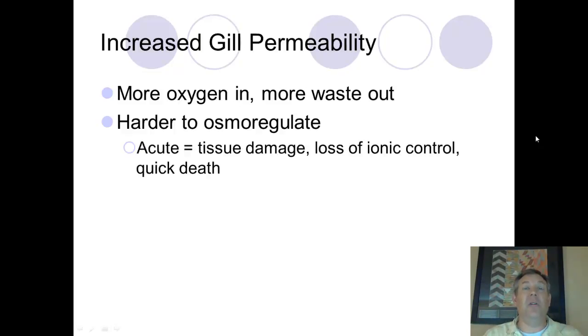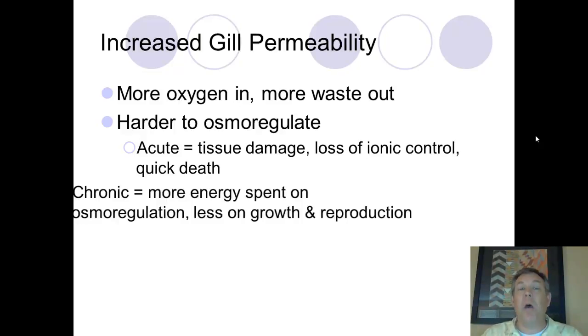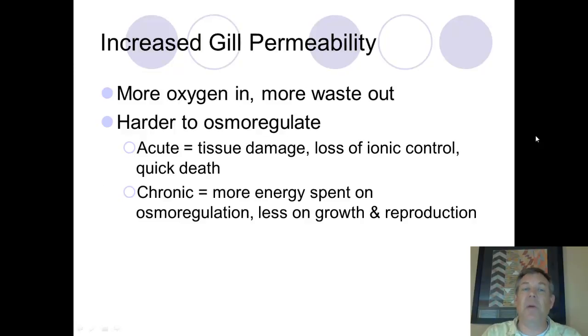And like I said, you can have acute stress, which is so bad that it causes tissue damage. If the water floods in so quickly, the cells can swell and burst. You can have such a loss of ionic control that your ions, your electrolytes, just drop, and your muscles won't contract, or your heart stops beating. If the stress is bad enough, that can happen, and that's called acute, and it can kill the fish quickly.